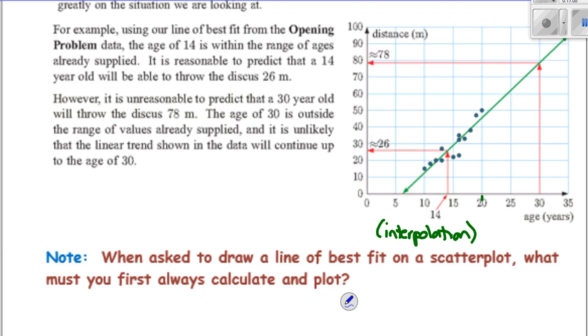Whereas plugging in the age of 30 to get a distance of 78, that would be an extrapolation, which is less reliable because your estimate is outside of the range of data that you've collected. As we said, the trend here is reasonably linear, but for all we know, it drops off, or it goes up instead. We don't know what the trend is outside of the range of data that we've collected. So that's two new words here, interpolation and extrapolation.